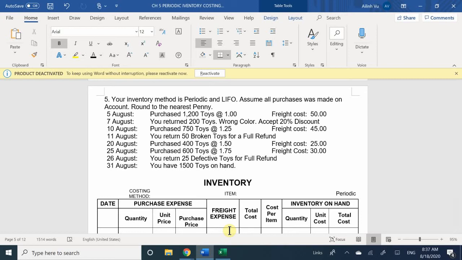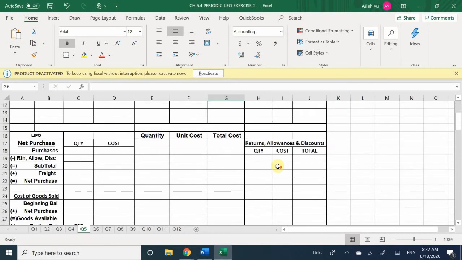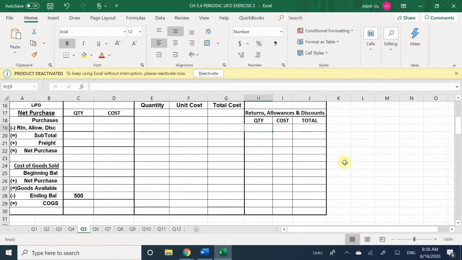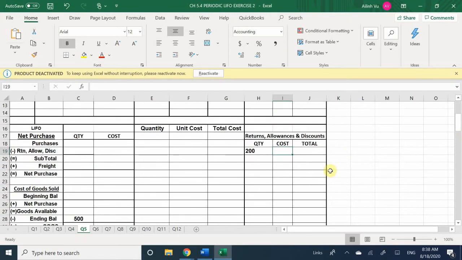We returned 200 items and they gave us a 20% discount. Okay, so we're going to go down to the bottom half right here. If we're trying to return 200, how much was each one costing? $1. So we're actually not really returning 200, because they convinced us to let us keep it.